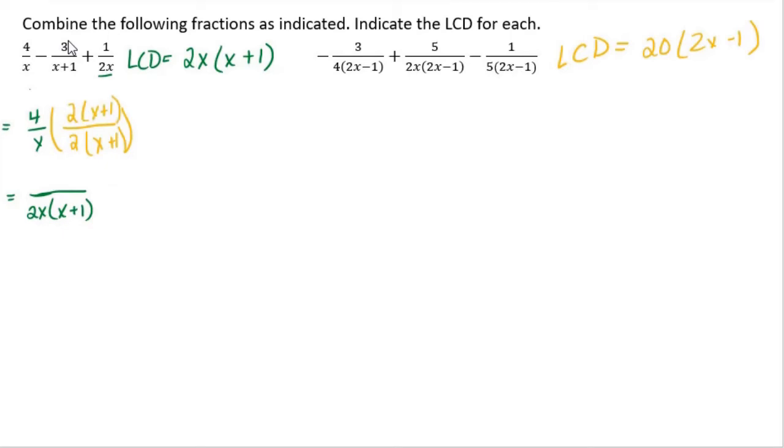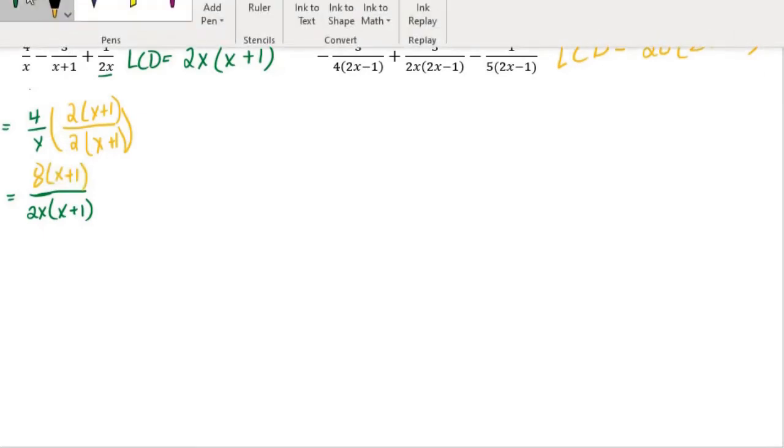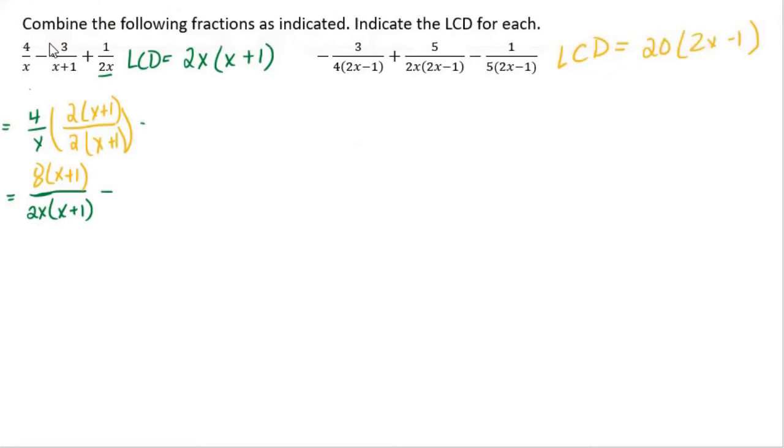What would our numerator look like? Well, it's 4 times 2 times x plus 1. Maybe you expand that right away, but I'm going to write that as 8 times x plus 1 for now, and then expand it in the next step. All right. Now we are subtracting. We're subtracting 3 over x plus 1, and we'd really like to turn that into a fraction that has a denominator, of course, of 2x times x plus 1.